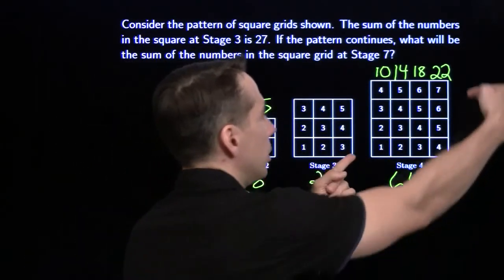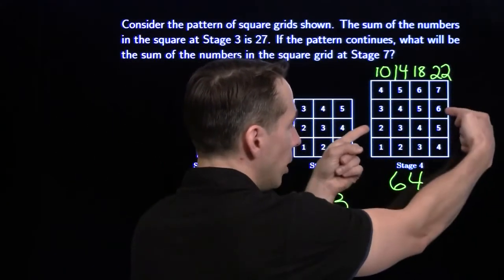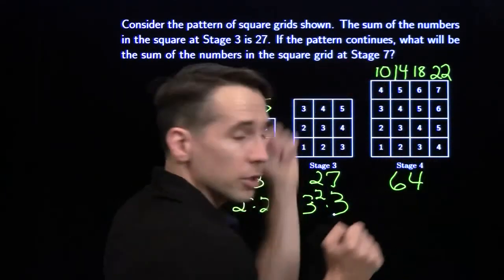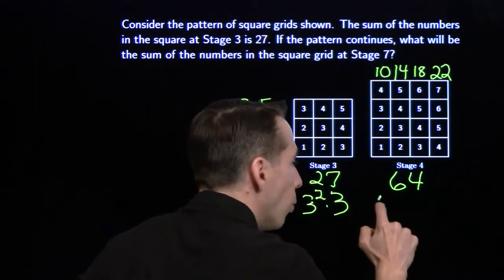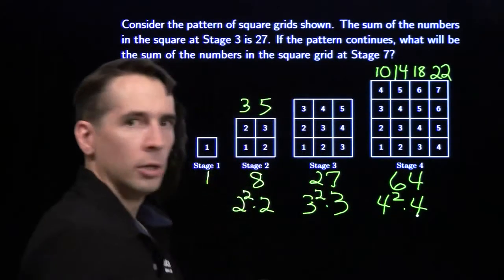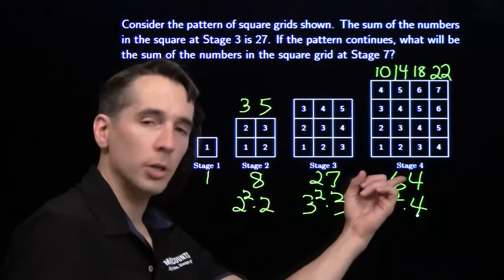Same game over here. Take the ones in the end. 1 and 7 average to 4. 2 and 6 average to 4. Everything else averages to 4 as well. So now I've got 4 squared numbers that average to 4. So the sum of all those numbers, 4 squared times 4, is 64.